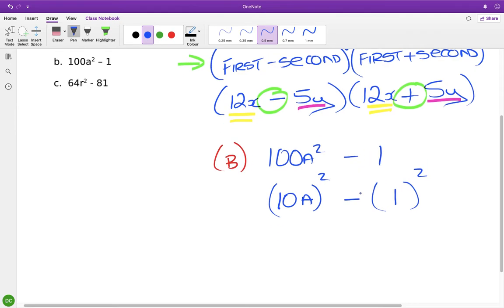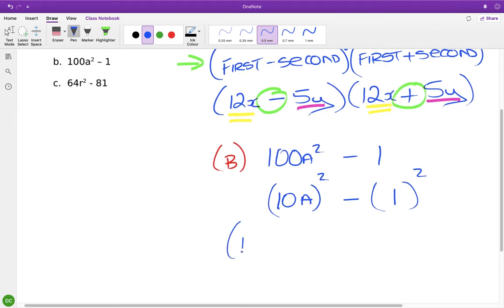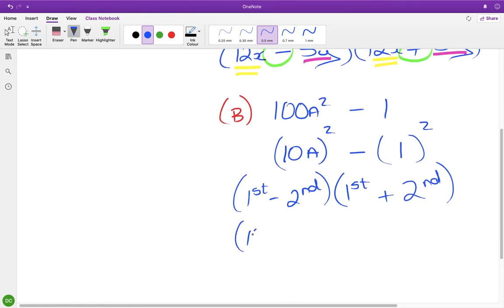Now we do our first minus second, first plus second. And we get 10a minus 1, 10a plus 1. So again, the brackets should be identical with the exception of that sign. There should be no squares, and there should be nothing in between the brackets.